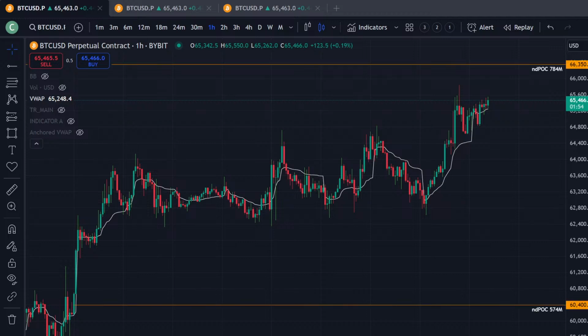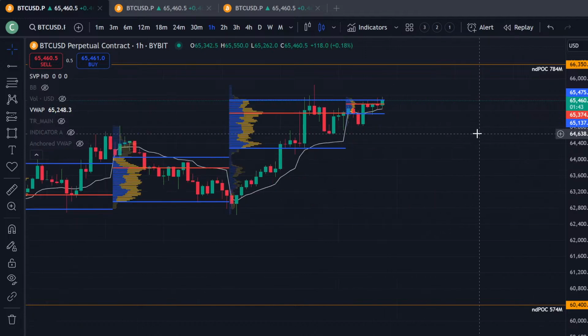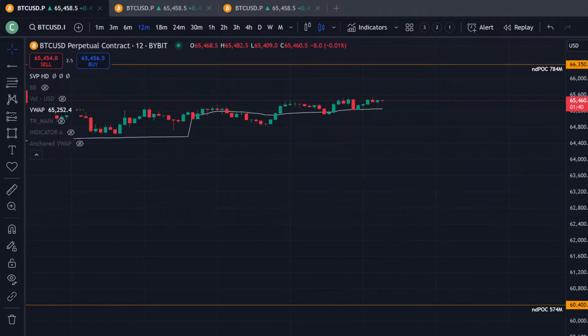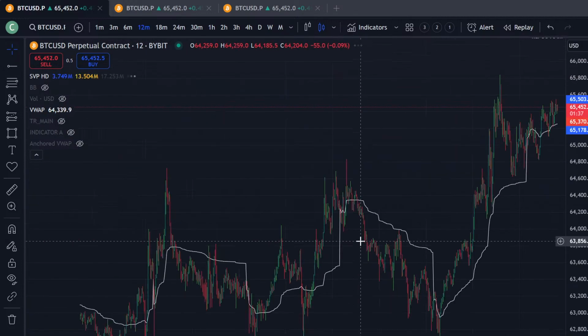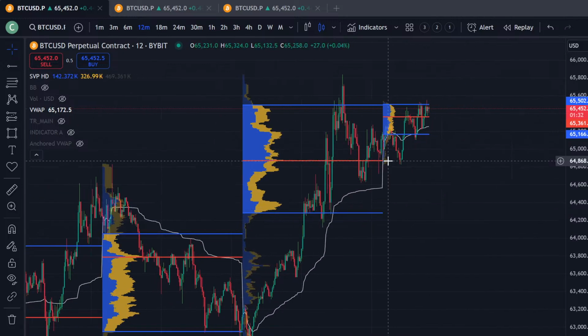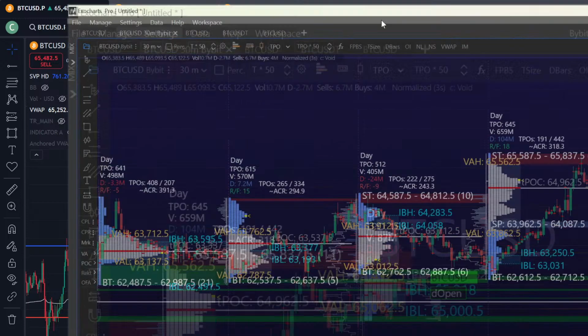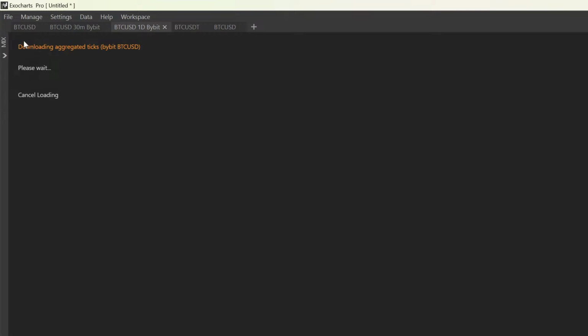So for naked point of control, we're going to go back to extra charts. We could use this one, but it's not that accurate. So we use the session volume, and we're looking for the previous day point of control. The previous day point of control is basically here, and we see that it's taken out, 64,874. So this is a naked daily point of control, or not, if it's not taken out. That's why we're using extra charts, because it's more accurate. It has the price data more accurate.